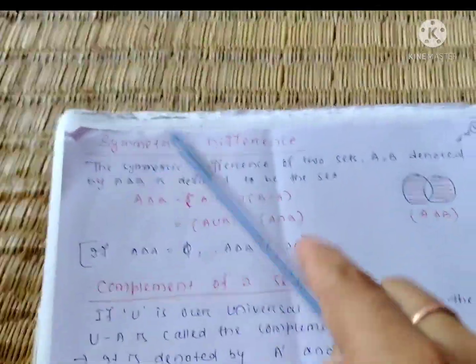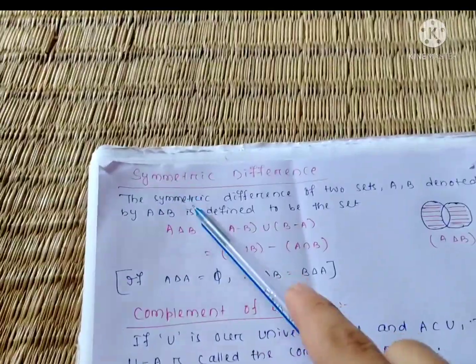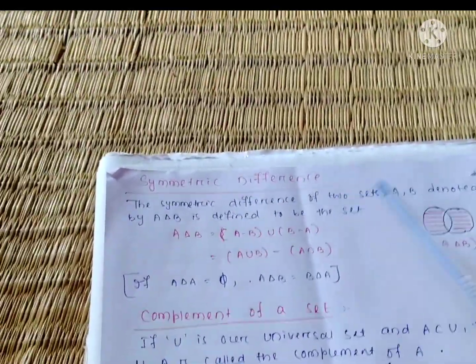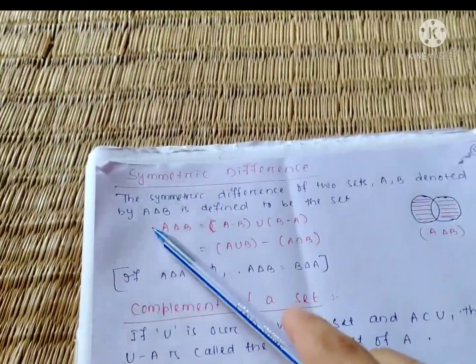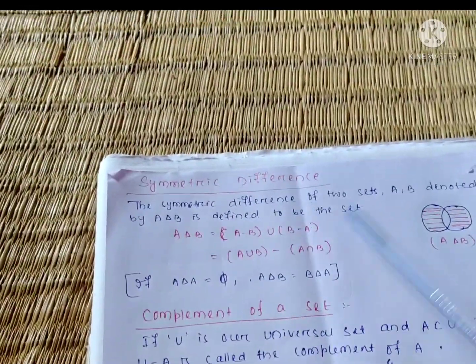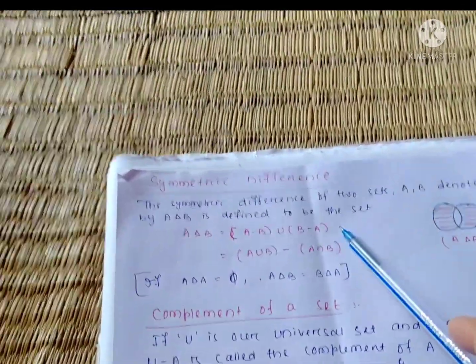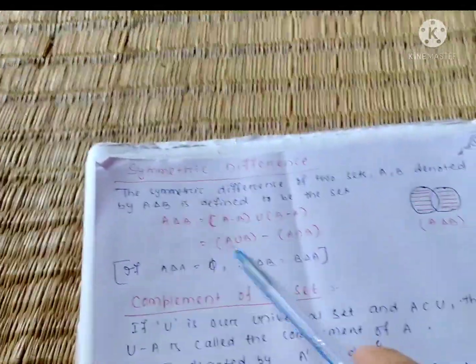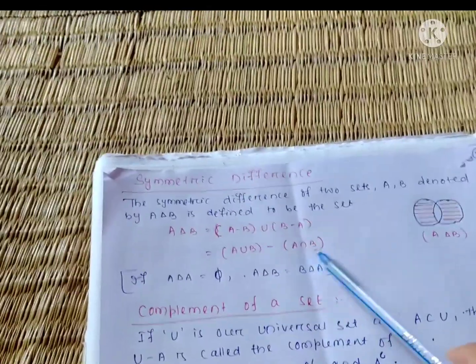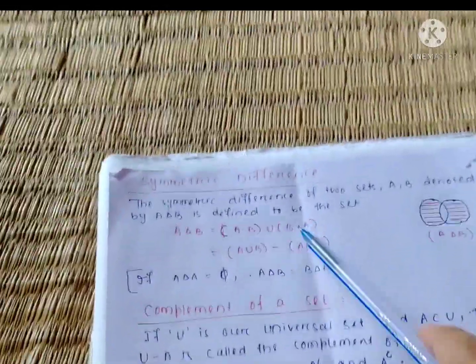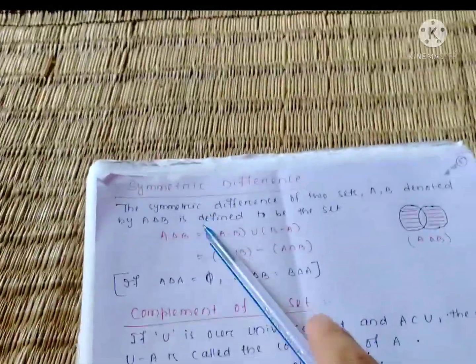Next, symmetric difference. The symmetric difference of two sets A and B, denoted by A delta B, is defined to be the set A delta B equal to (A minus B) union (B minus A) और (A union B) minus (A intersection B). दो फॉर्मूलाज हैं हमारे पास A डेल्टा B को डिफाइन करने के लिए.